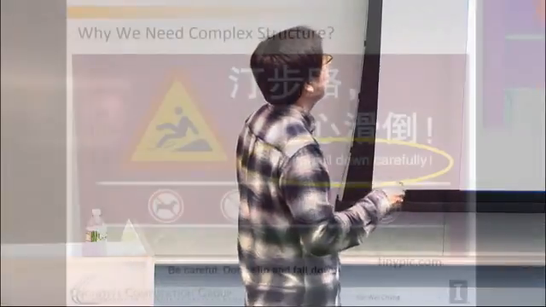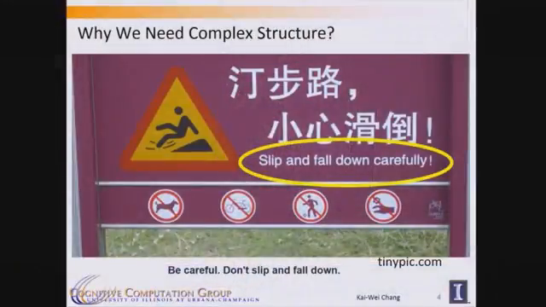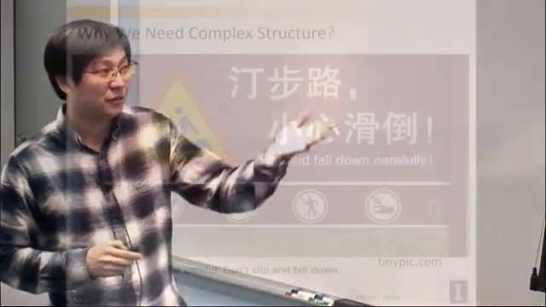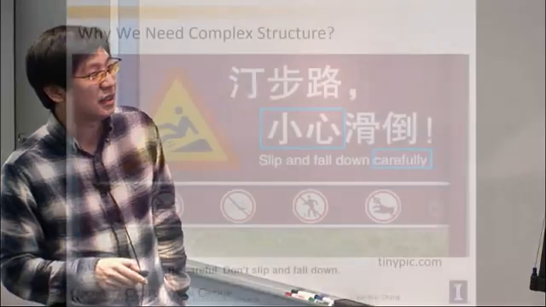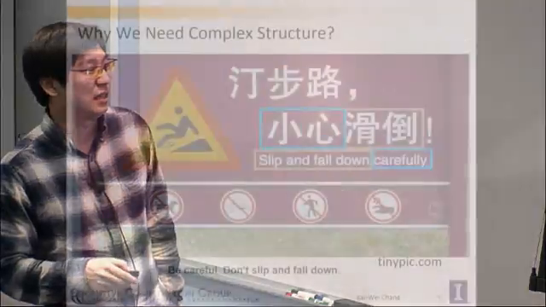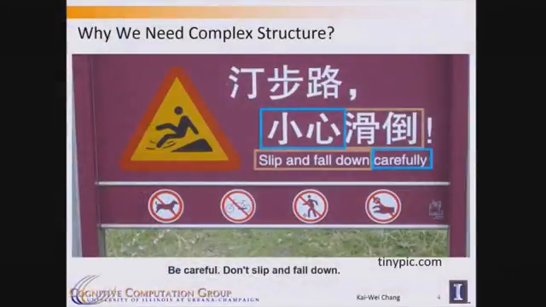So this example shows that making a joint prediction and considering the complex structure of the problem is important. Right, so although you cannot read this Chinese, you know this sign should not mean sleep and fall down carefully. Right? It should mean be careful, don't slip and fall down. But if you look at the local prediction, it's pretty right. So this word means carefully, and this word means slip and fall down. But when these two things combine together, you get it wrong.